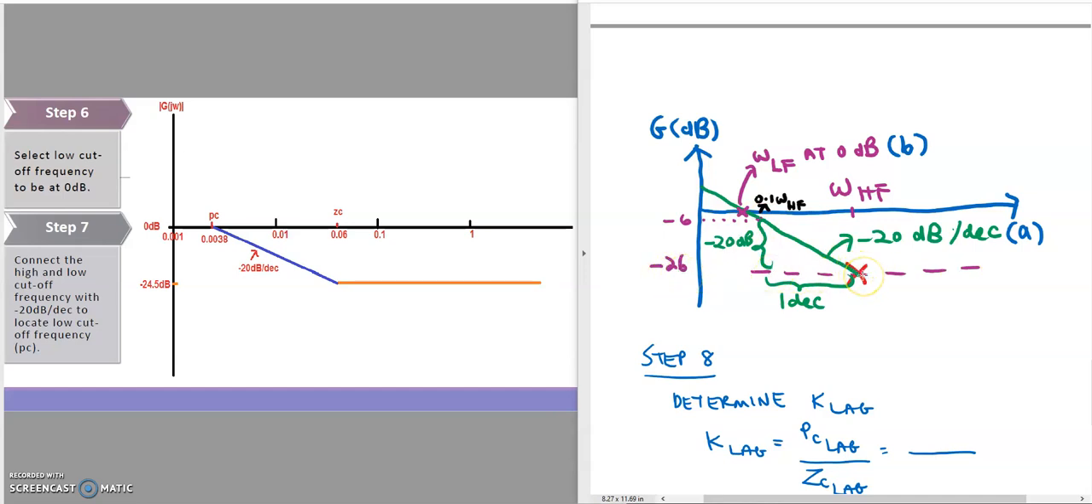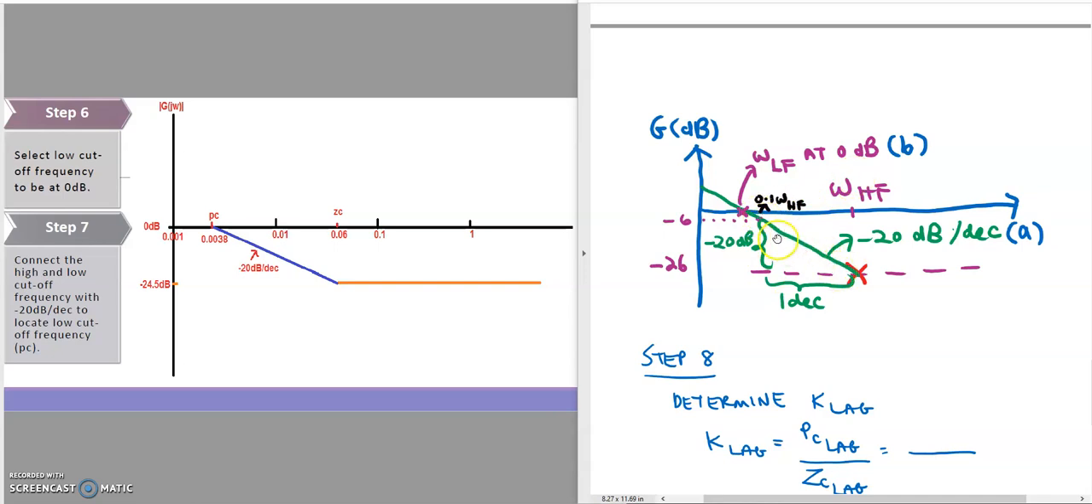Okay, this is your asymptote, negative 26 dB. Then locate the negative 26 dB at the high cutoff frequency, and draw the X symbol here. From this point, you need to draw the negative 20 dB per decade, meaning that this one is 20 dB and this one is 1 decade. If this is omega HF, for 1 decade you need to draw until 0.1 omega HF. Let's say this is 0.6, so this one must be 0.06. So this is the X length, while the Y length is negative 20 dB. That's why the slope must be like this, not like this.